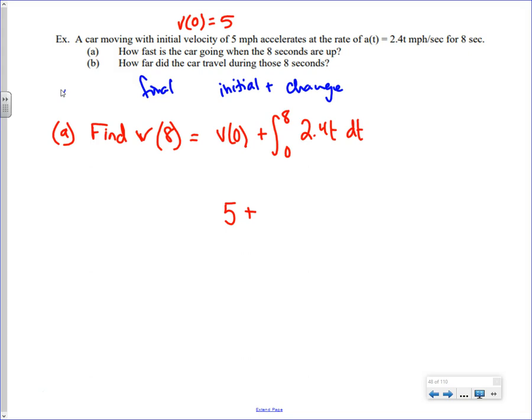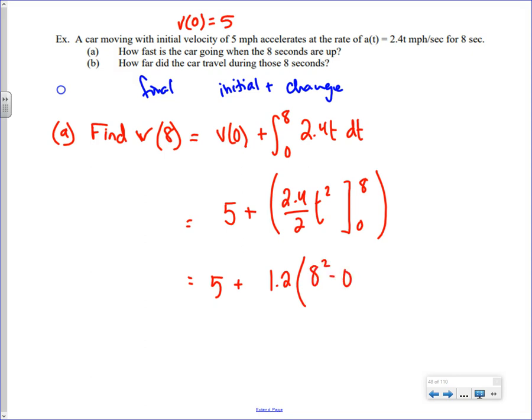I don't have a table, I don't have a graph, I don't have anything, so I just need to use my math. 1.2 times 8 squared. So I have 2.4 t squared all over 2 from 0 to 8. Careful, that's separate from the 5 plus. So 5 plus 1.2 times 8 squared minus 0 squared. If you guys notice, I just took my little constant out and put in F of b minus F of a. And I end up with... thanks, Charlotte.